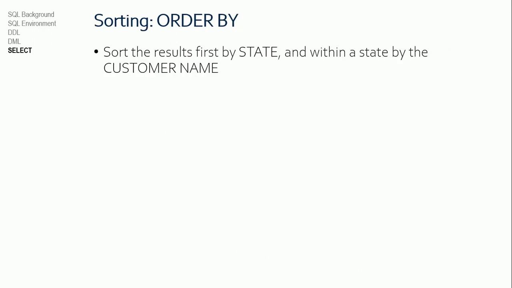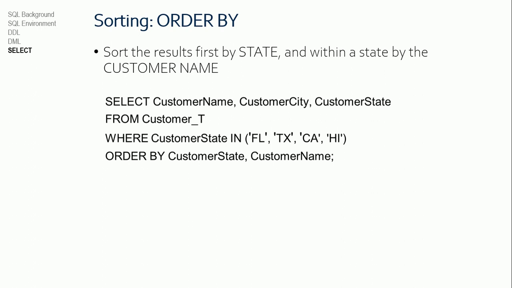Once you get all these records, once you do a select statement, the database engine can display them or pass those records to an application sorted in a certain order. For example, let's say I want to sort the results by state and then by customer name, because I'm looking for customers in different states. Then I want to be able to look through by their name.